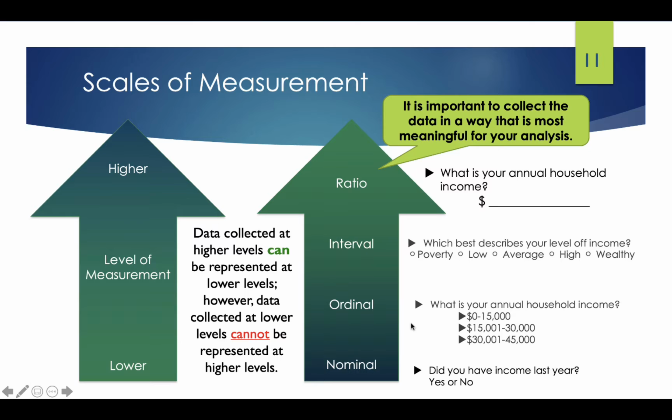Now, an ordinal is: what is your annual household income? Again, the ranges. It's not telling you the category, it's telling you the ranges. And then you can take the range and maybe you can say, okay, well, 0 to 1,500, maybe that is in the poverty level. And then maybe you can go back and ask, well, what exactly is your household income?